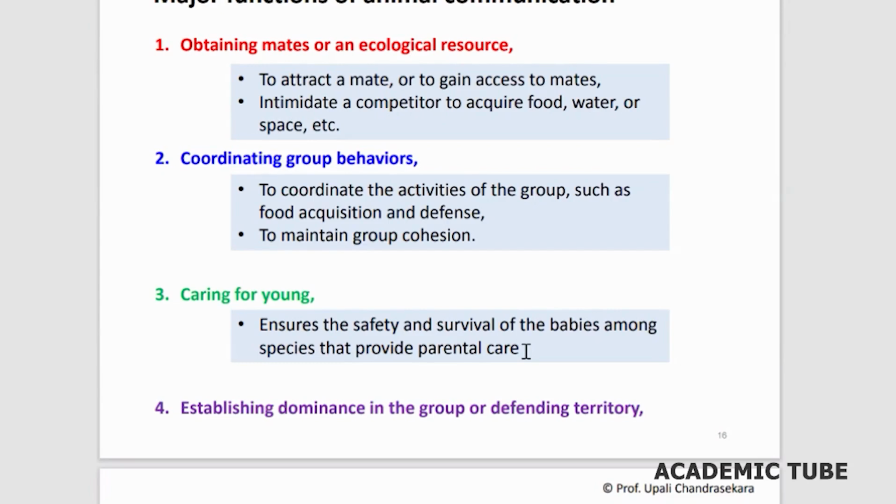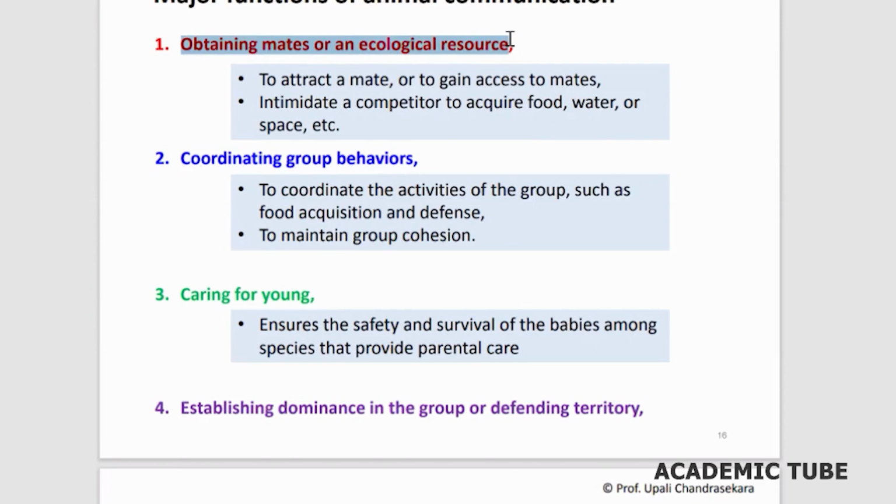Dominance, territorial defense. Communication, when you consider all these things, you see obtaining mates and ecological resource.